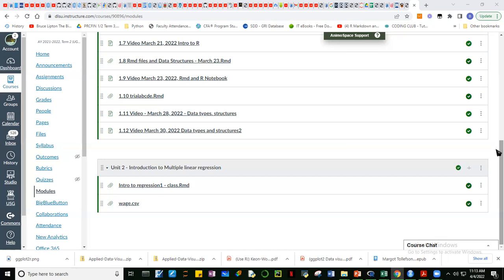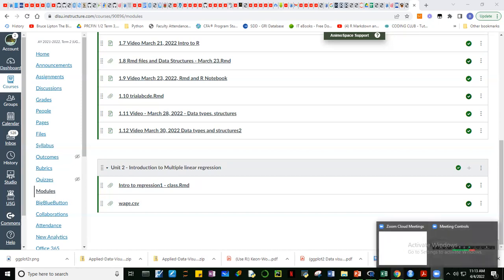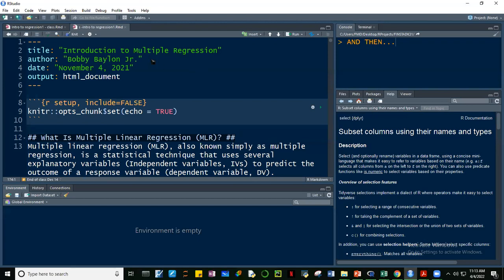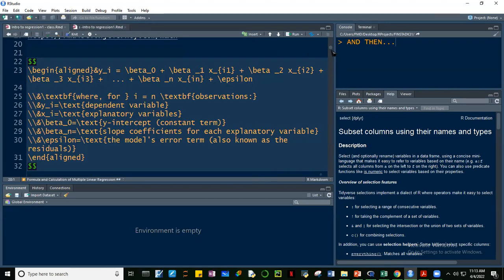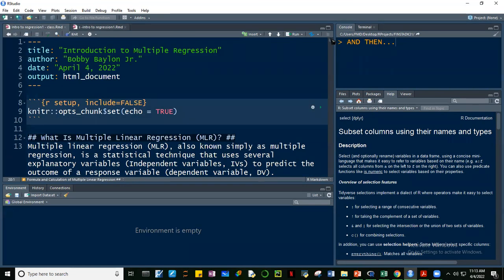Kasi importante yung portion na yan kasi andun yung matrices, no? Eh, gagamit tayong matrices dito sa multiple linear regression. Okay, so may I invite you to please open the RMD file that we're going to use today. Okay, so we're going to start now with the topic on multiple linear regression.